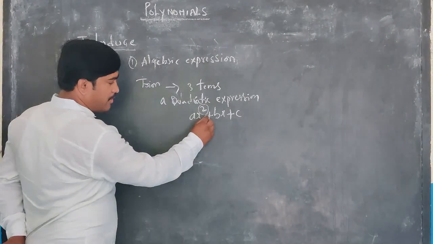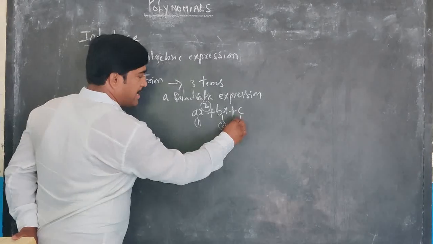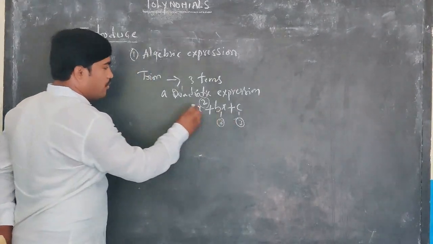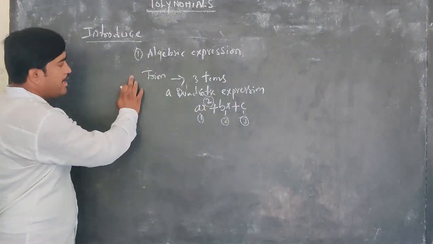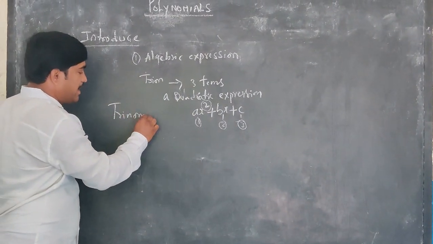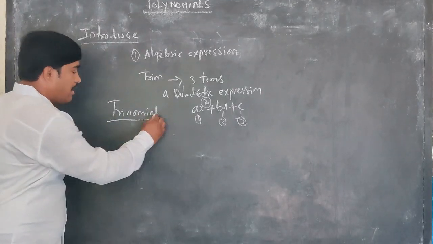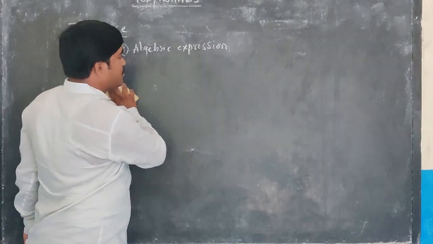You can observe here the plus sign. Before the plus sign is the first term, here we have the second term, and we have the third term. Now, 1, 2, 3. Since there are 3 terms, we say trinomial. Tri indicates 3. Similarly, after trinomial, there are quadrinomial, polynomial, and so on.